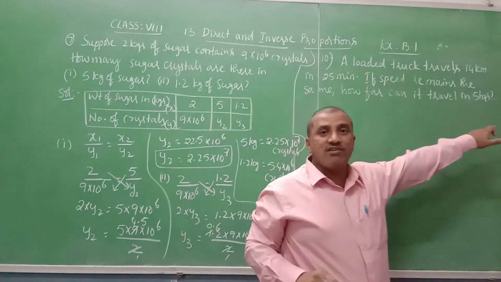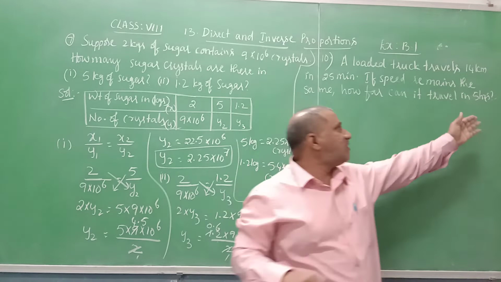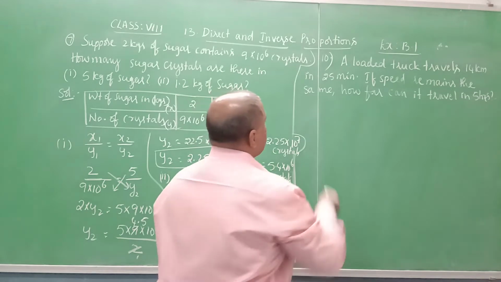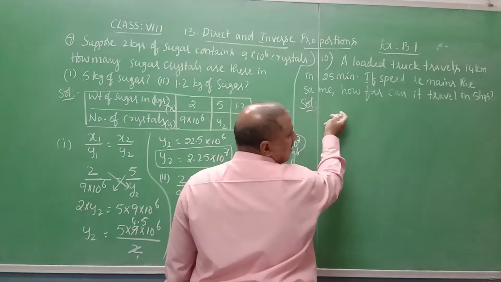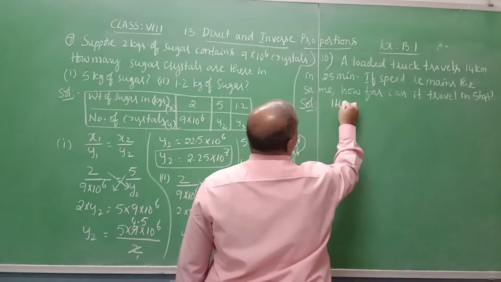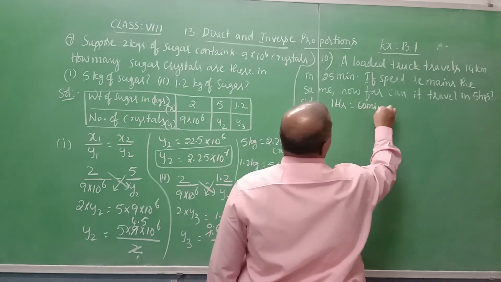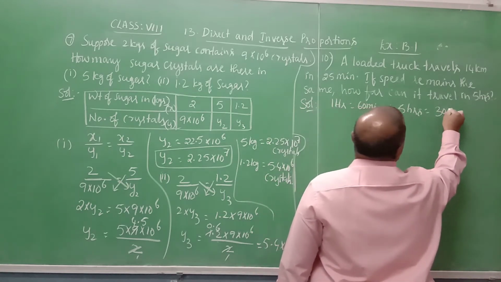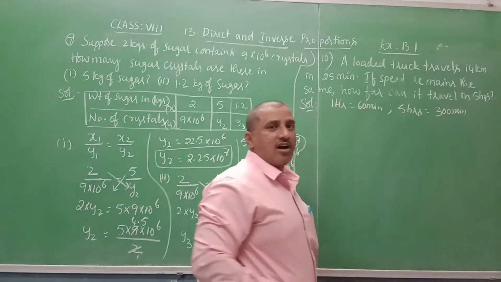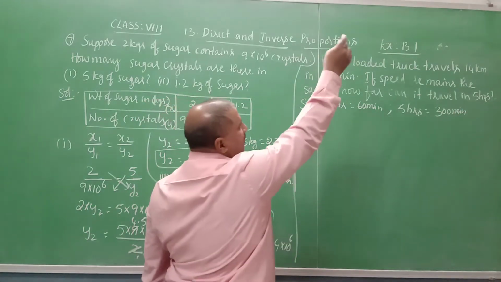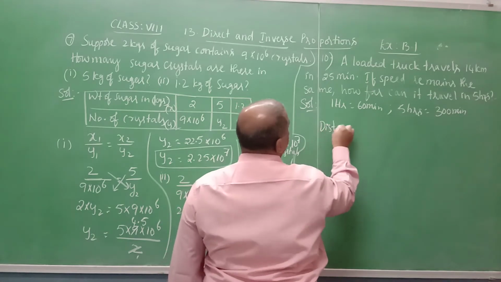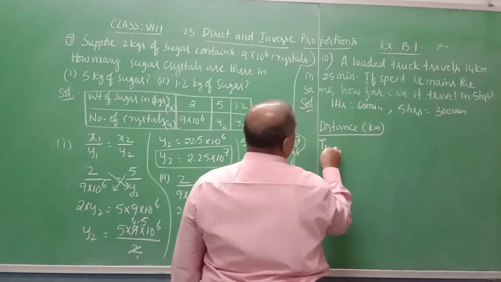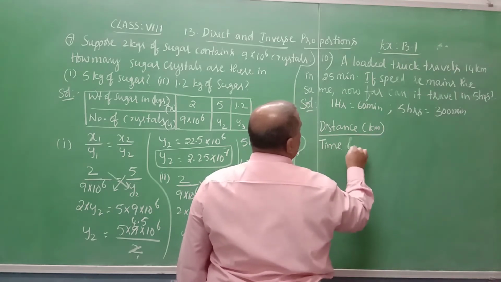25 minutes, 5 hours. Two different units are there. Convert 5 hours to minutes. We know 1 hour is equal to how many minutes? 60 minutes. So 5 hours is equal to how much? 5 into 60, it is 300 minutes. Now we got both times in the same units, minutes. Now it is distance traveled in kilometers and time in minutes.